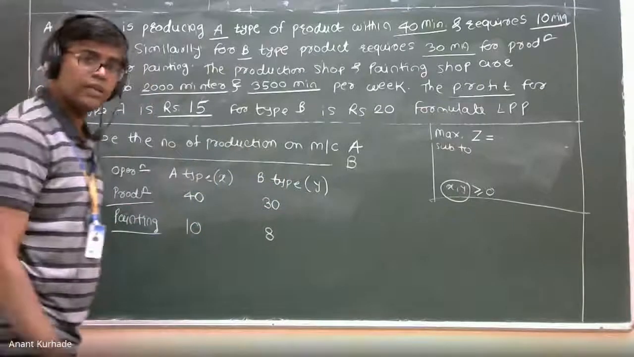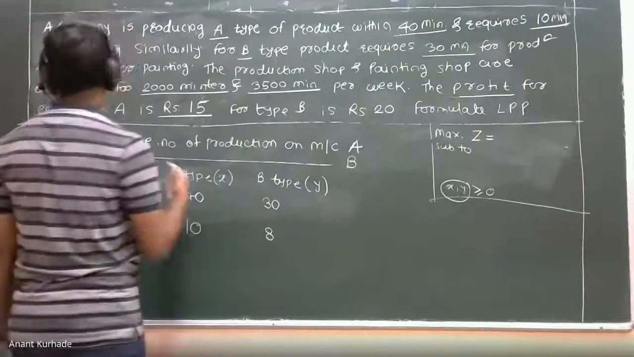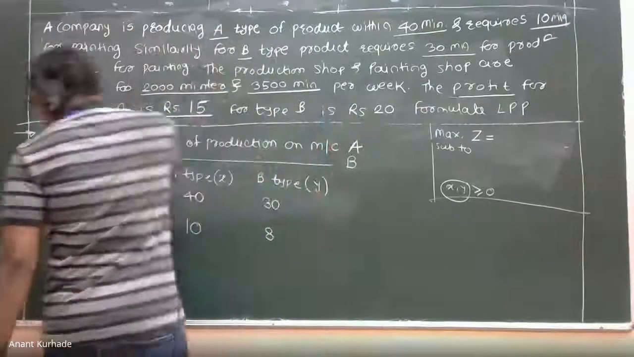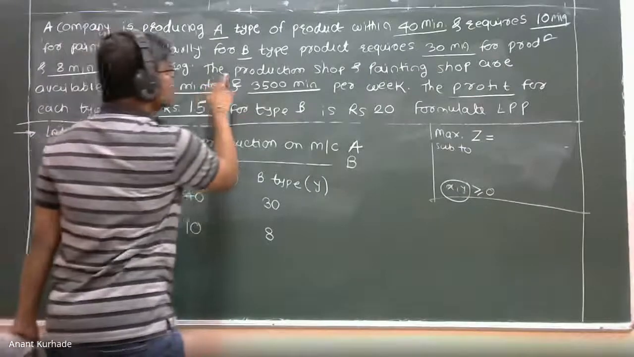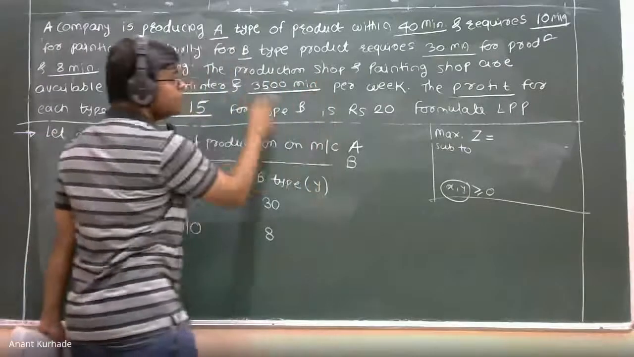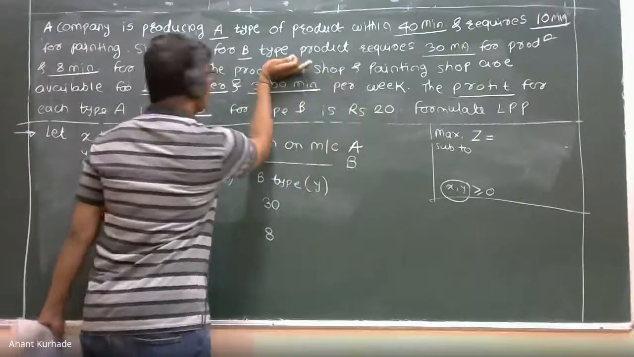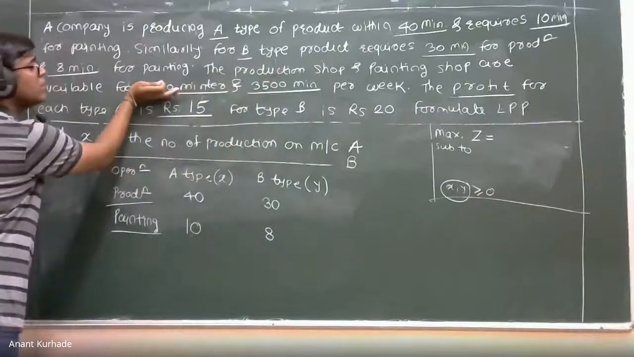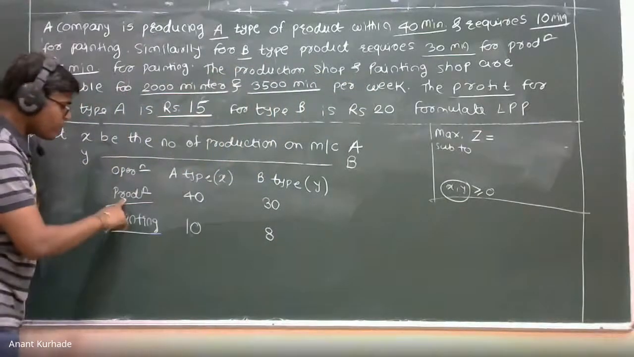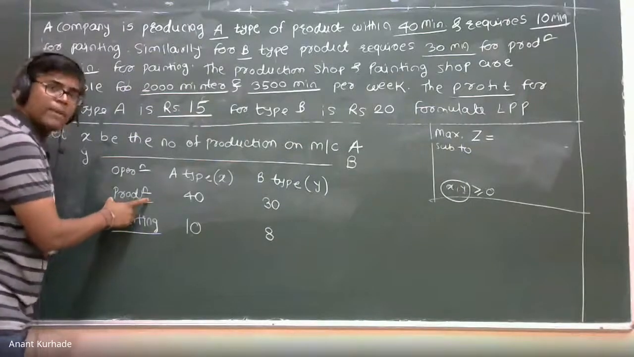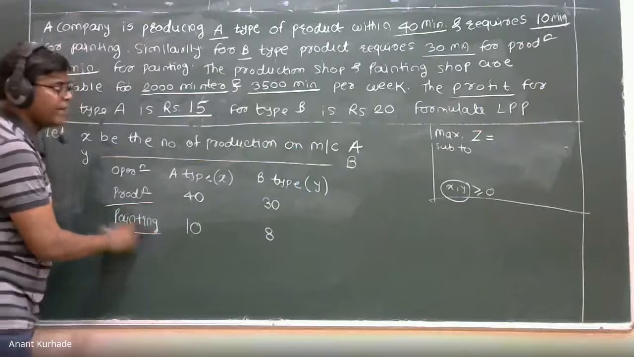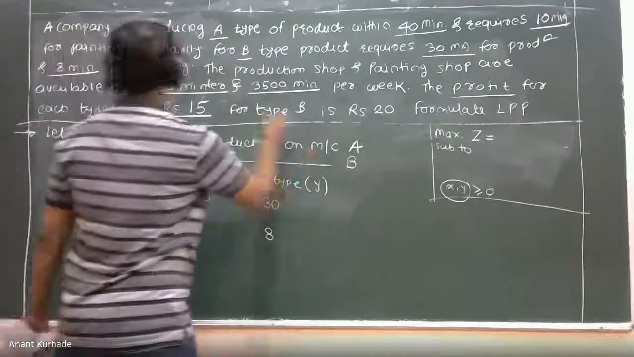So now see cumulatively what we have given. We have given the production shop. That means per week the production shop is available for 2000 minutes. So cumulatively what is given? Production time per week and painting time per week. Okay. So now next. This is finished.